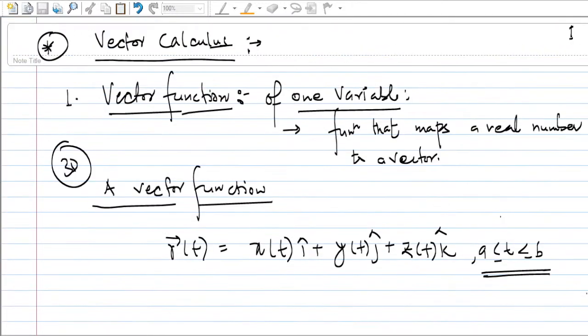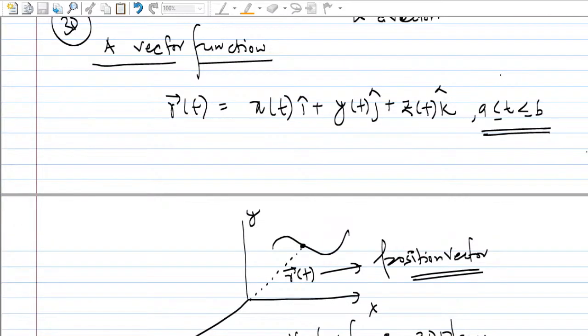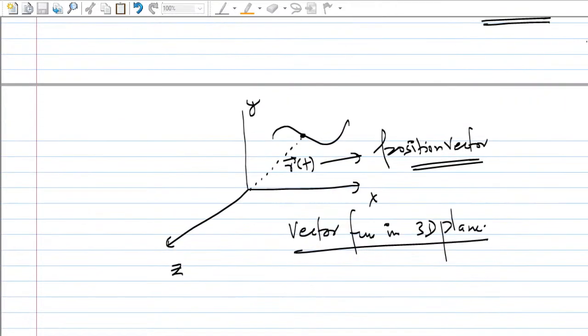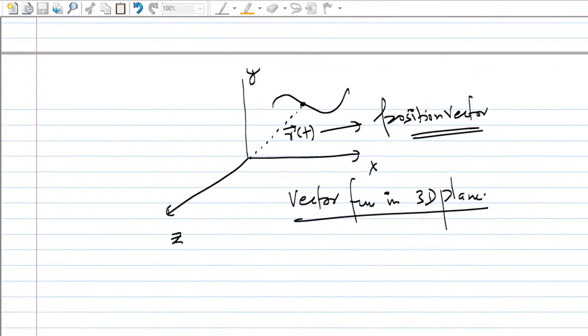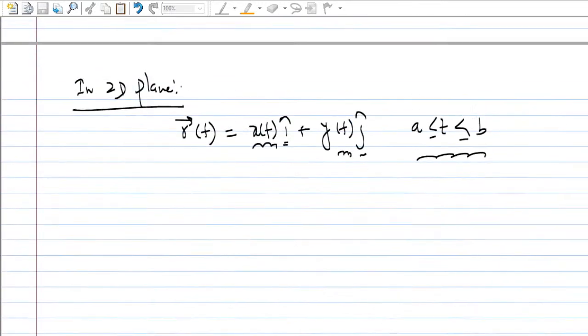So this was the page. Here you can see vector calculus. We started with the vector function of one variable, a function that maps a real number to a vector, and you have already seen various examples here. I showed you a vector function in the 3D plane, and this was a vector function in the 2D plane.